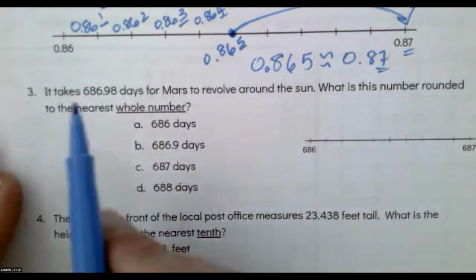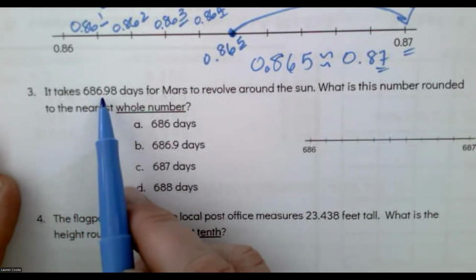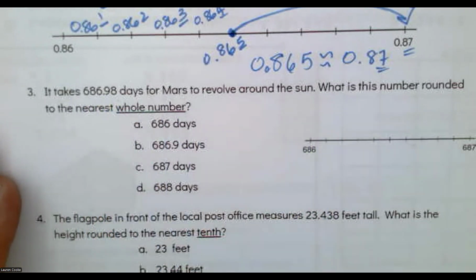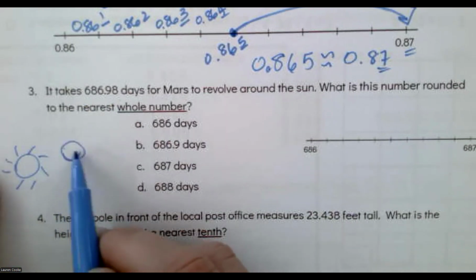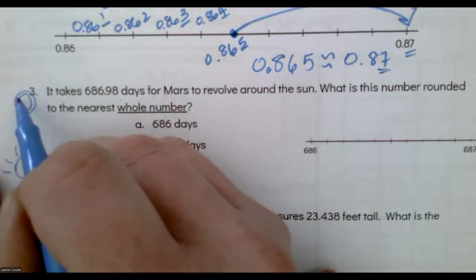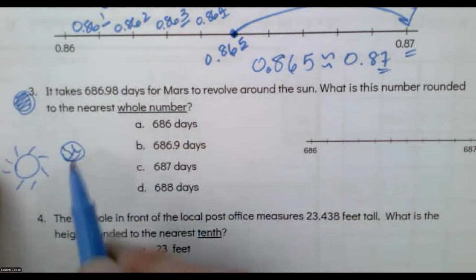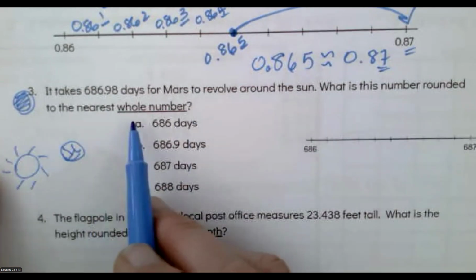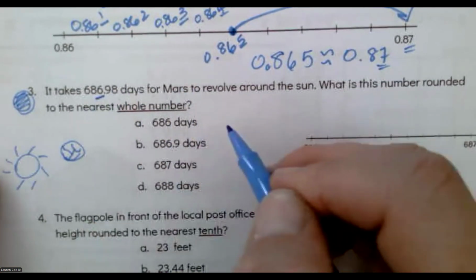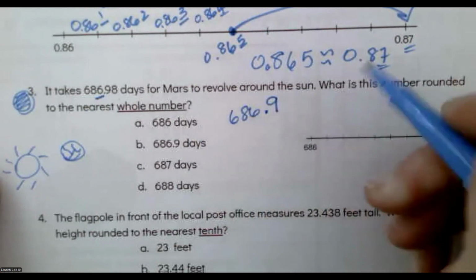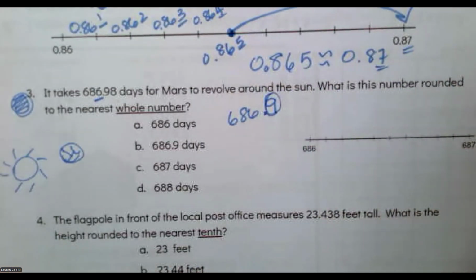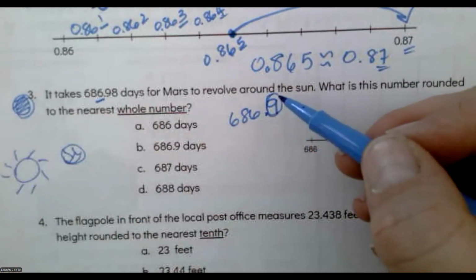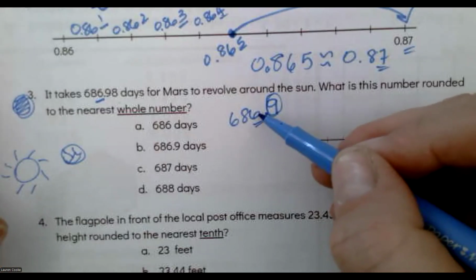Okay, next one. Pay attention to the space here. It takes 686 and 9 tenths days for Mars to revolve around the sun. Oh, that's wild. So here's the sun and here's Earth. And then here's Mars. Mars, not the candy bar. What is this number rounded to the nearest whole number? So I have 686.9. I don't care what's in the hundredths place. I'm only interested in what's in the tenths place because that's the next smallest number. And this is almost to the next whole number. So this is going to bump up to 687.